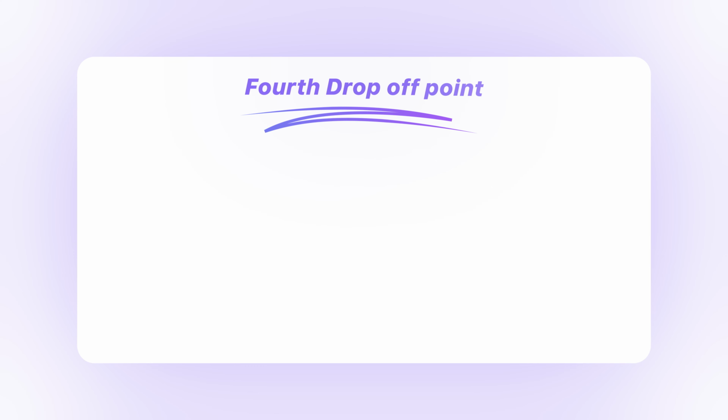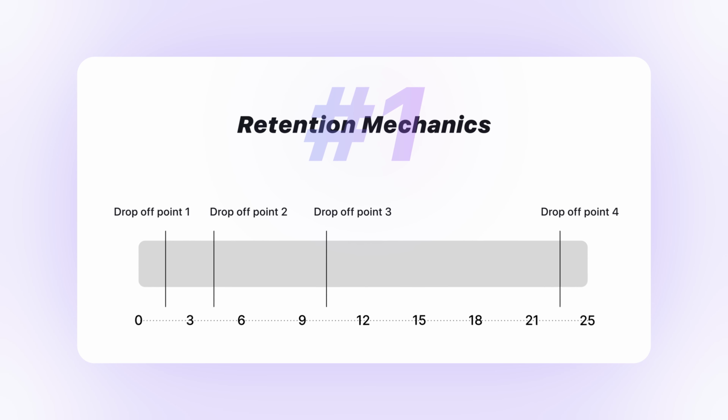For the fourth drop-off point, you need what is called a momentum shift. This is where you change something to reset attention. Could be a new visual, could be a tone change, could be an unexpected piece of information. Example: but here's the crazy part. Or: then I discovered something that changed everything. You're signaling the brain that new information is coming. These 4 retention mechanics are not optional. Every video that performs well uses all 4 of these, whether the creator knows it or not.